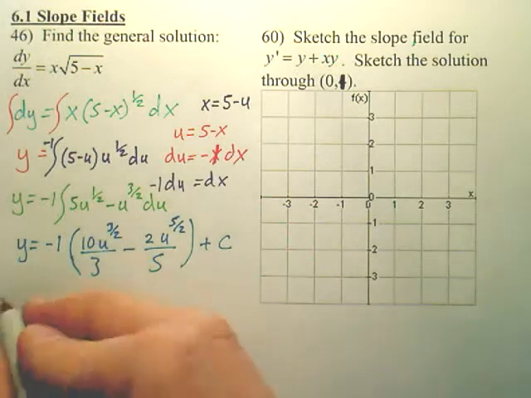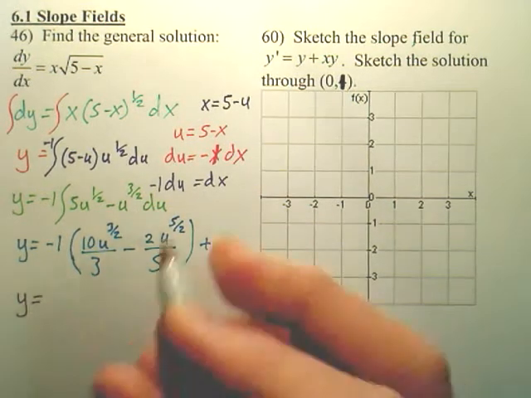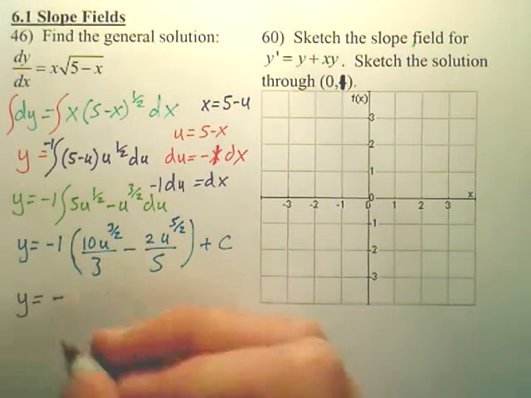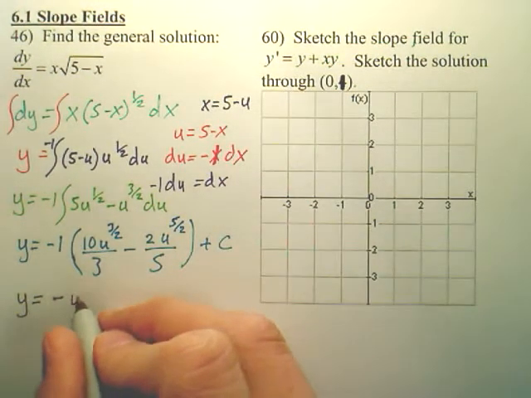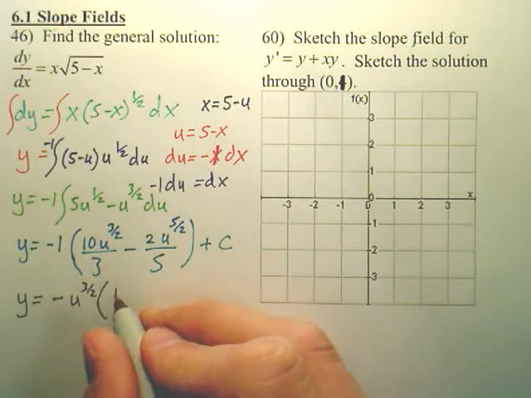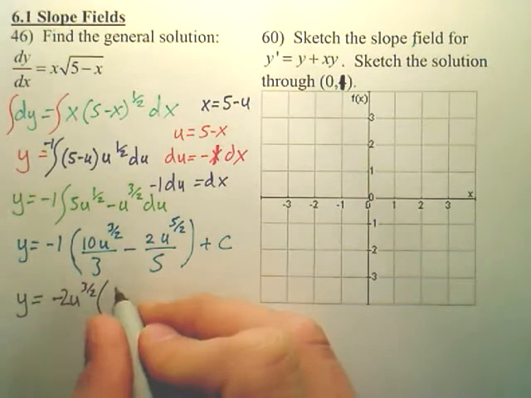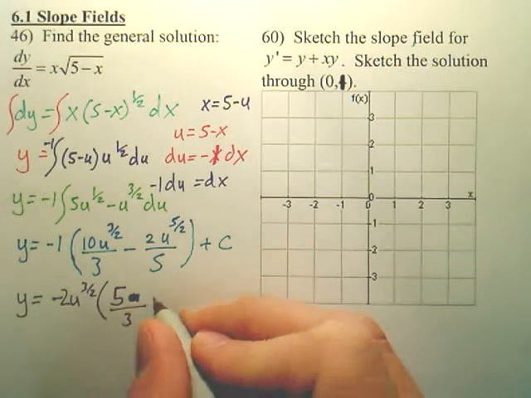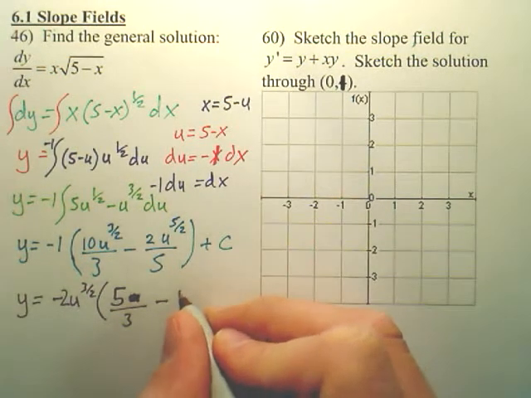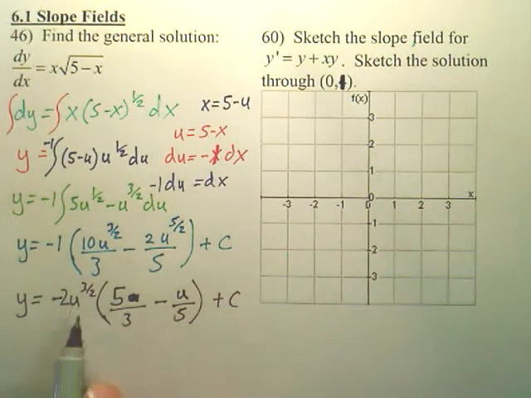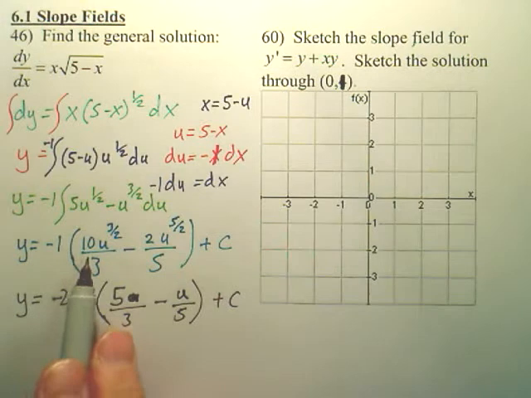Plug your u back in, and you probably could simplify this quite a bit. I'm going to, because of the negative, actually I'll leave the negative out. That would be a negative. You could pull out a u to the 3 over 2, and you could also pull out a 2. That would leave us a 5 over 3 minus u over 5, plus c. So I pulled a 2 out of both tops. I pulled a u to the 3 over 2.